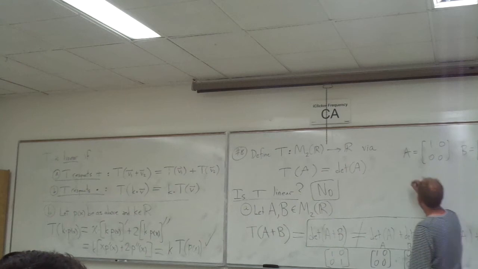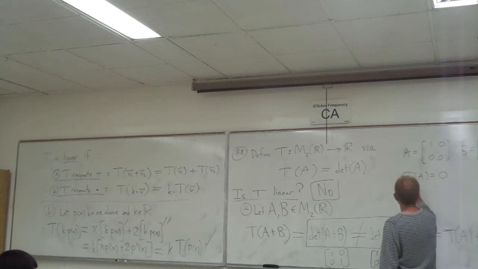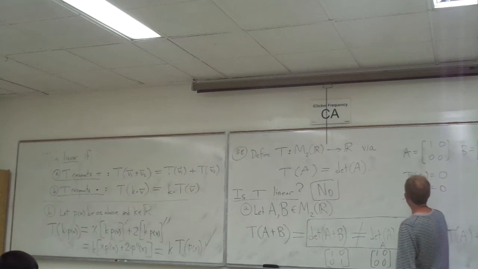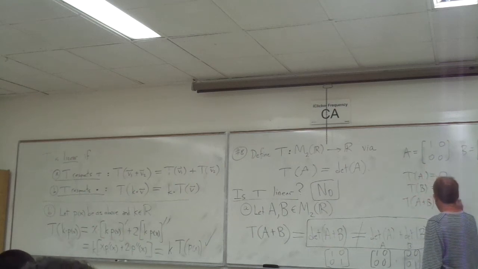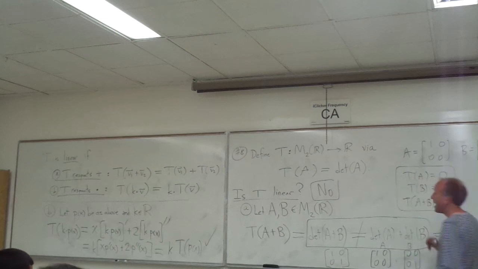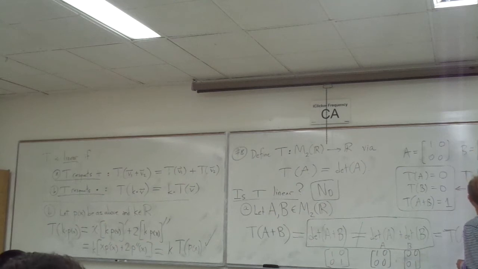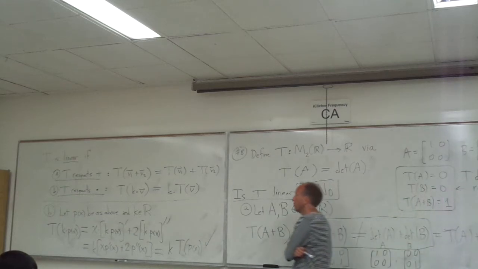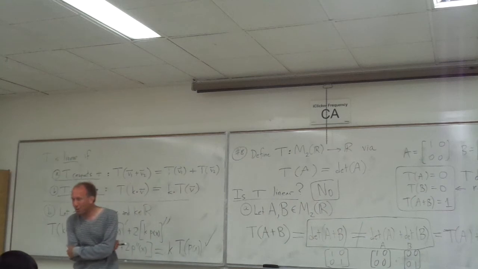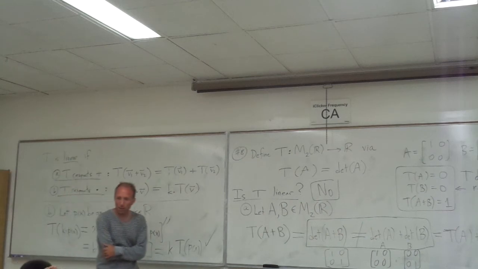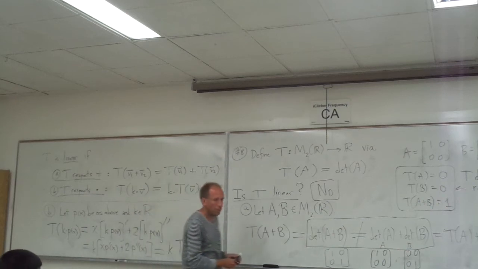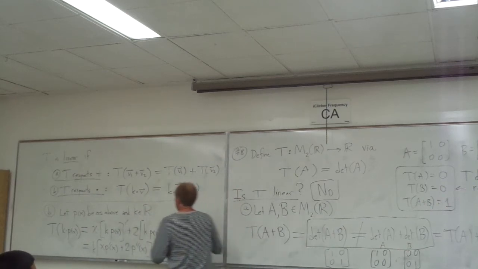Right. So then T of A is 0. T of B is 0. But T of A plus B is 1. So you just tell me those facts, and that shows that T does not respect addition. The addition part does not work. So do I have to look at scalar multiplication? Not at all. This is all I would have to do. Okay? This makes some sense? Okay.